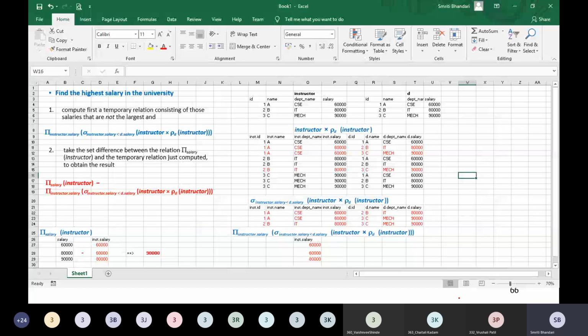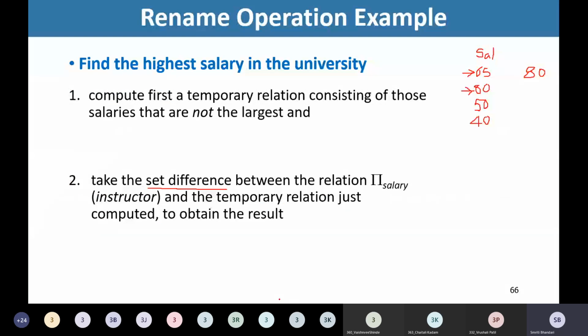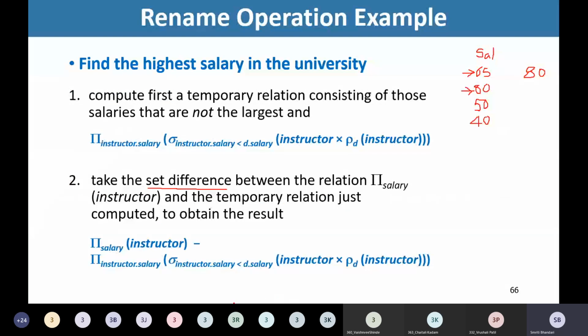I hope you must have understood. If you have any doubts, please let me know. Otherwise, we are going to conclude the session by summarizing the formal definition of relational algebra. May I proceed? Yes, ma'am. Okay, so let me proceed now.